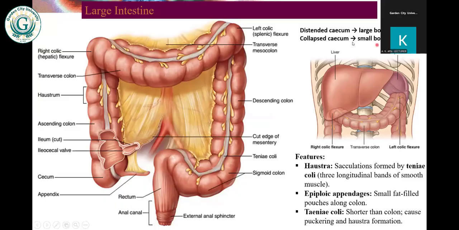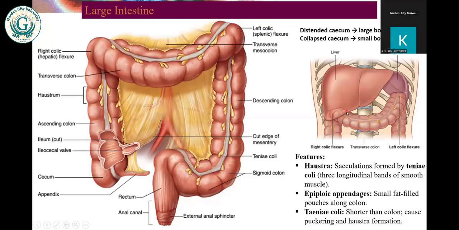You can use the extension of the cecum, when there's obstruction, to determine whether the obstruction is in the small intestines or in the large intestine, by looking at the cecum. When the cecum is extended, then the obstruction is in the large bowel. And if the cecum is collapsed, that means the obstruction is in the small bowel.